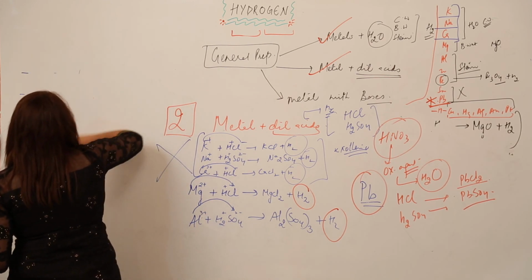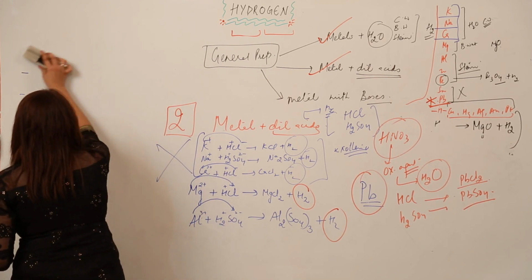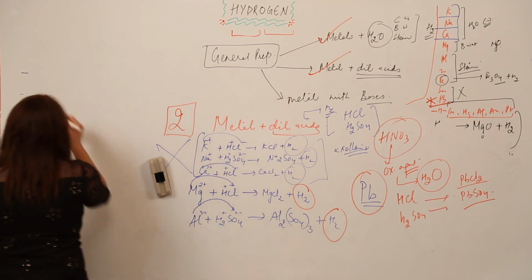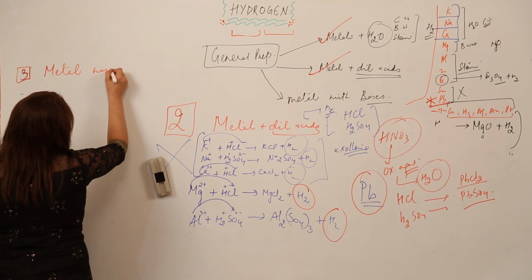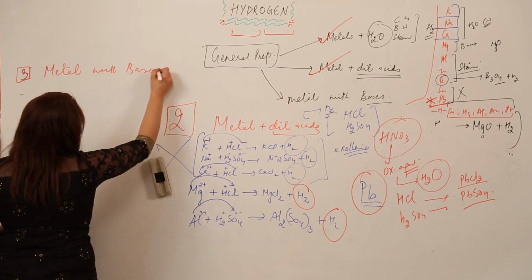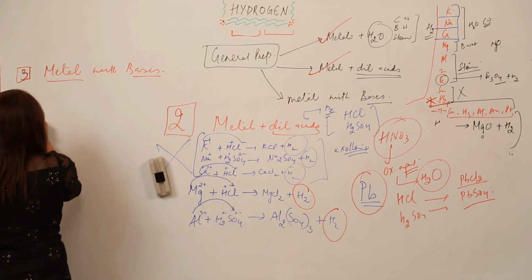So the third method is the easy one, because you are already familiar with the first two methods. The third method is not a big deal. So what is that? I am just writing for you. The third method is the reaction of metal with bases. For example, I am taking an example of aluminium.